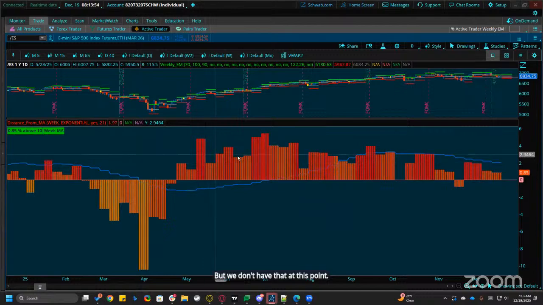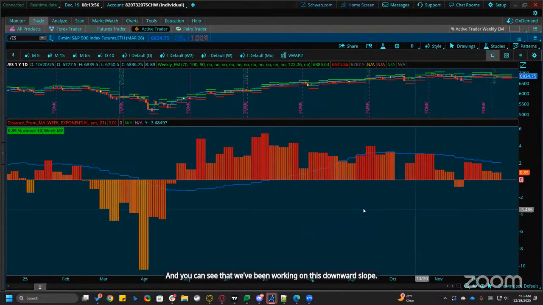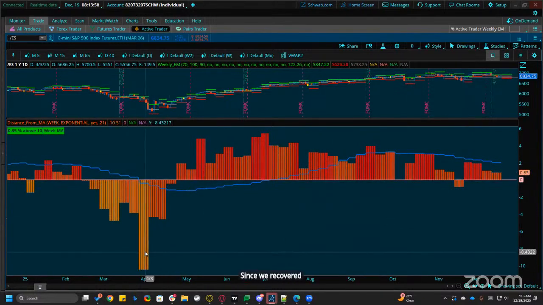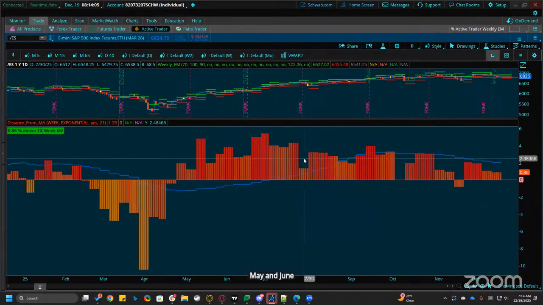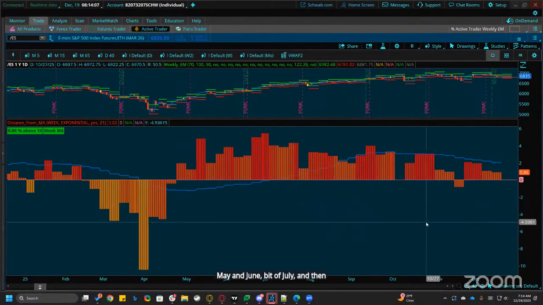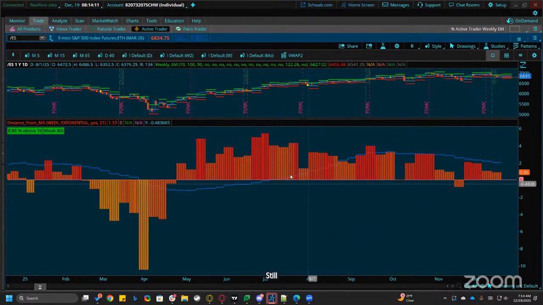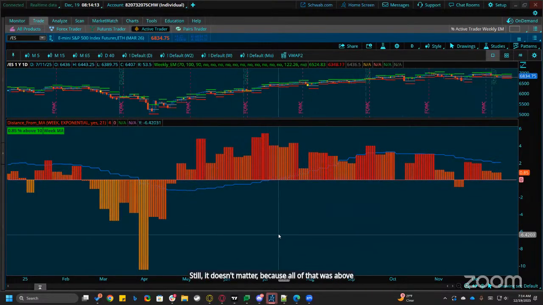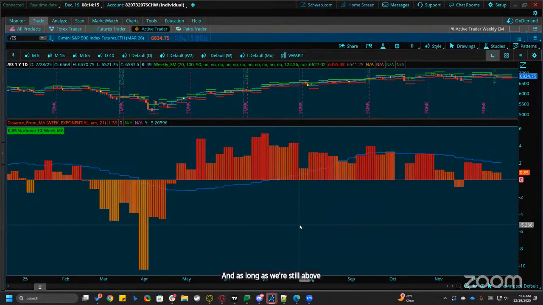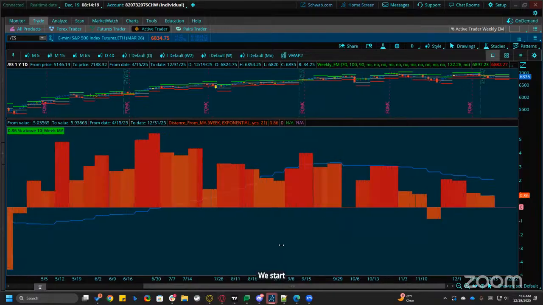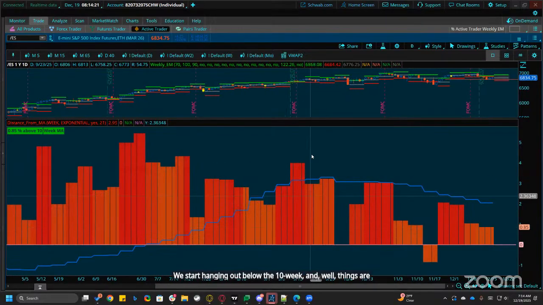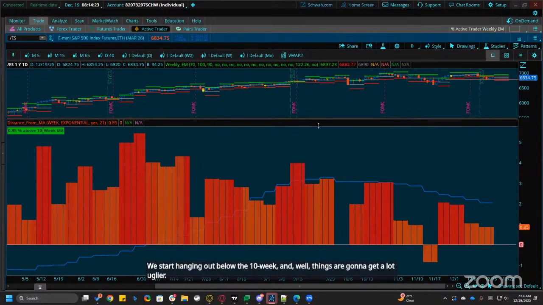And you can see that we've been working on this downward slope since we recovered after April of this year. So, we were really giddy through May and June, a bit of July, and then it's just been an ugly grind to the downside. Still, it doesn't matter, because all of that was above the 10-week. And as long as we're still above the 10-week, then we're still all right. We start hanging out below the 10-week and, well, things are going to get a lot uglier, like Coyote Ugly kind of stuff.